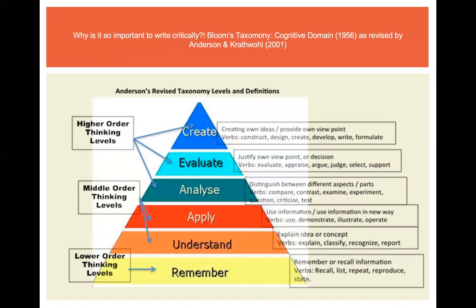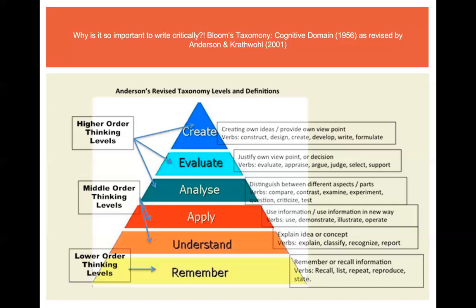Why is it important to write critically when we are actually working on the RRL? Precisely because, as you would see in this one, the cognitive domain that was revised by Anderson and Krathwohl, you'd see that the higher order thinking skills of creating, evaluating, and analyzing are actually what we are aiming at, especially for those who intend to use research as a mode of pushing forward knowledge as we know it. Of course, applying and understanding is still important, but we're not simply here to recall or to remember. At the end of the day, the goal is to be able to create.